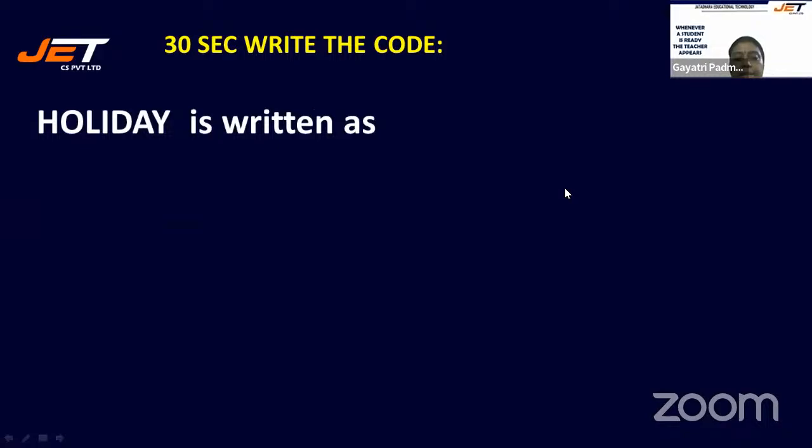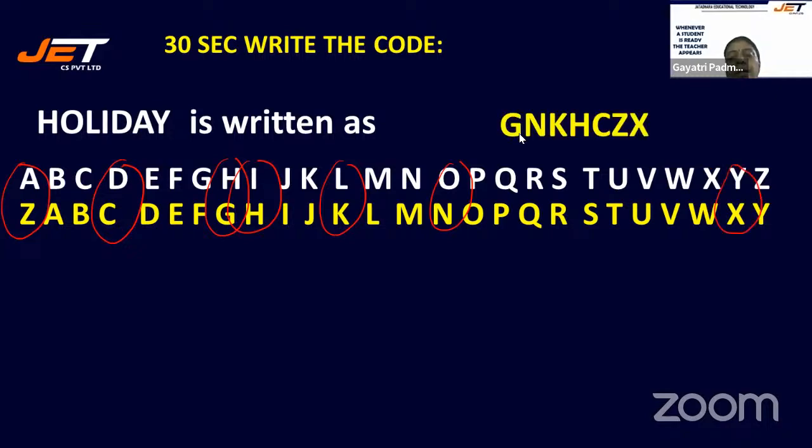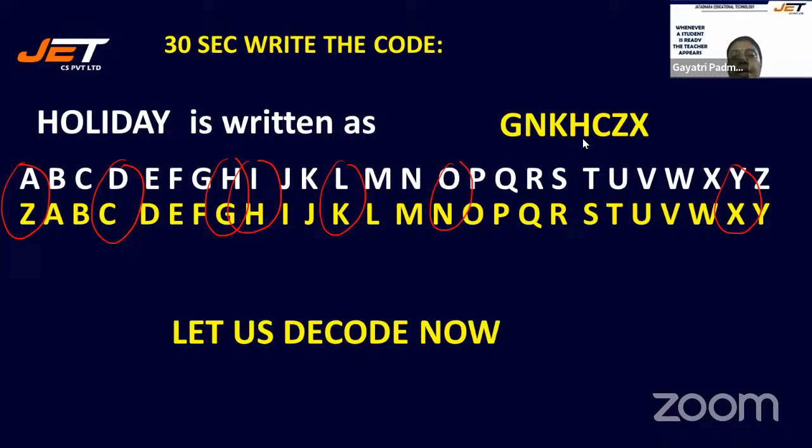Now let us try HOLIDAY. How do we code holiday? H is G. O is N. L is K. I is H. D is C. A is Z. Y is X. So it is G, N, K, H, C, Z, X.